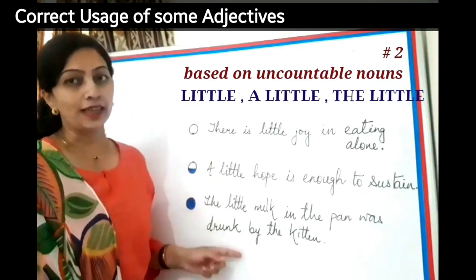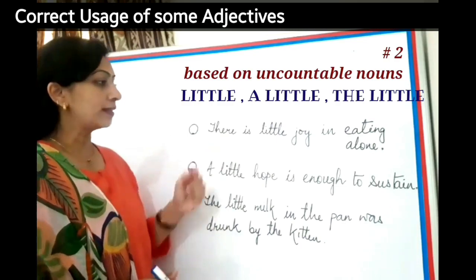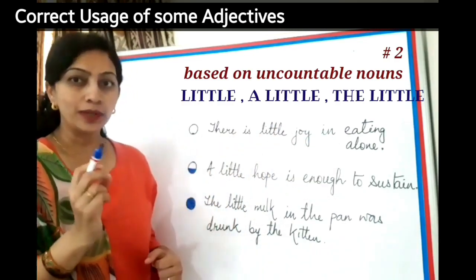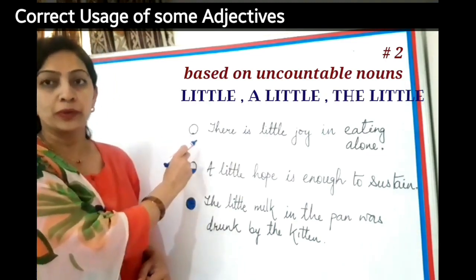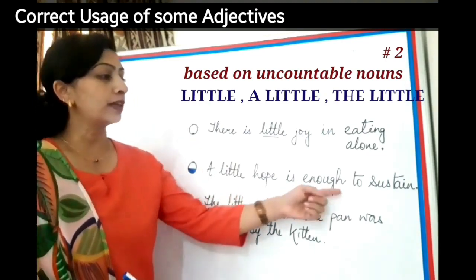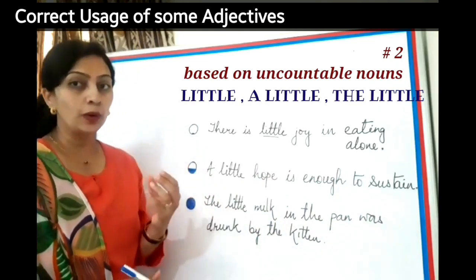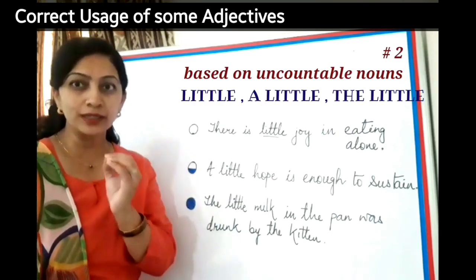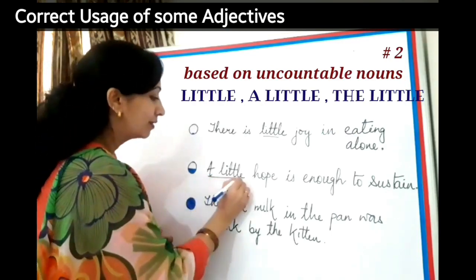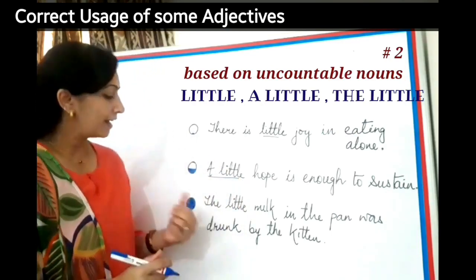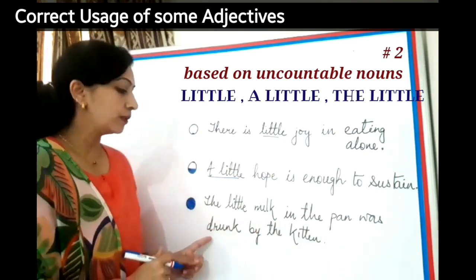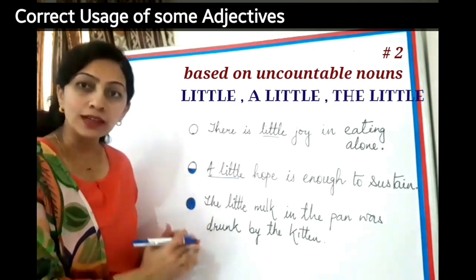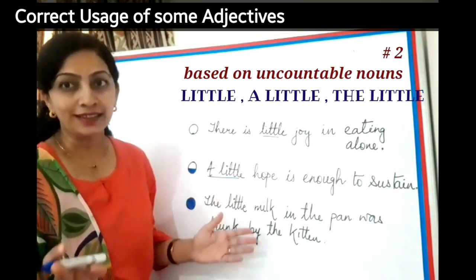Have a look at these three examples in front of you. The first one says, there is little joy in eating alone. Now, only little is like negligible amount. A little hope is enough to sustain. A little comes in positive connotation. A little means a little bit more. So, this is a little. The little milk in the pan was drunk by the kitten. The milk that was there in the pan was drunk by the kitten entirely.